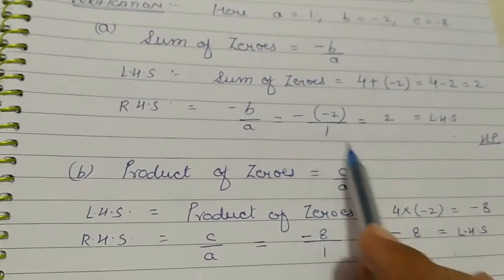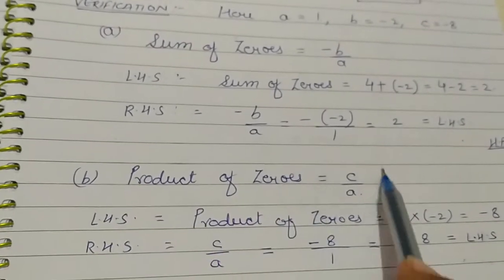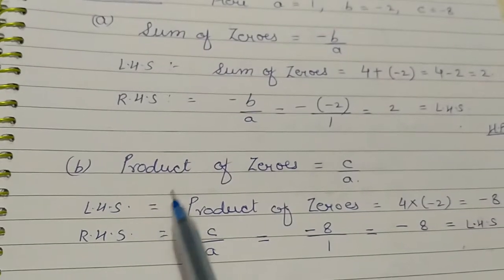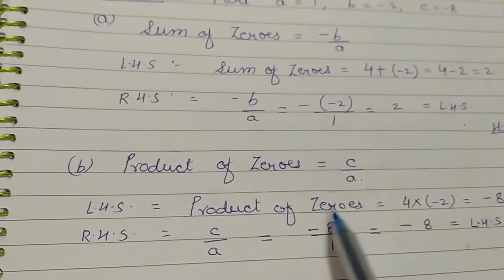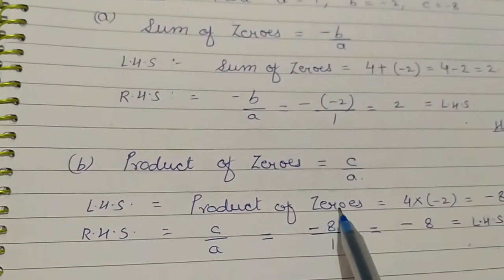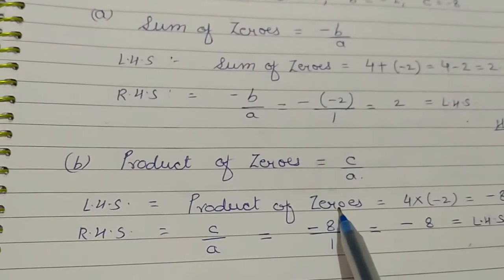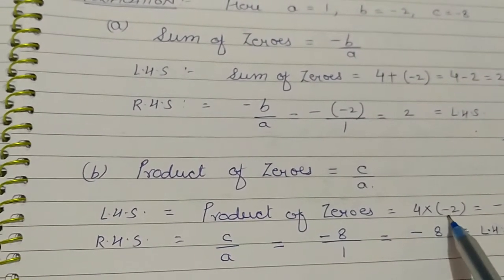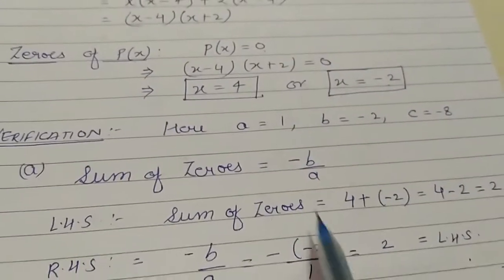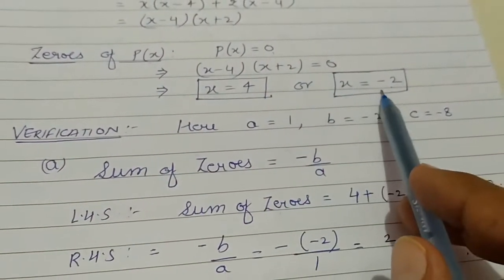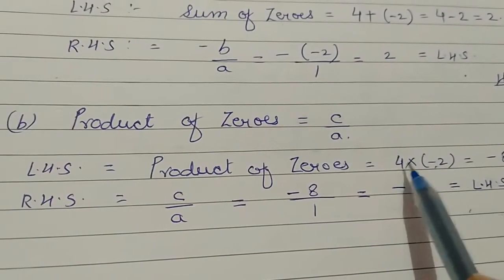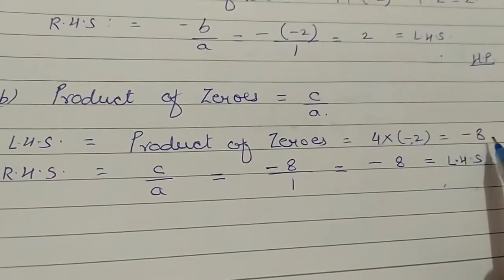In the second relation, we have product of zeros equals c by a. Again we have to verify this relation, and for the verification, the left hand side of this relation is product of zeros. Product of zeros means we have to multiply the given zeros, and the first zero is 4 and the second zero is minus 2. We have to find out the product of these two zeros, which is equal to minus 8.